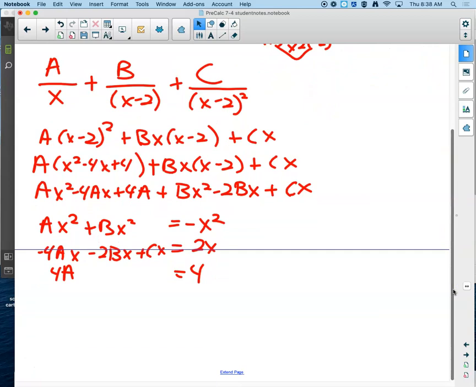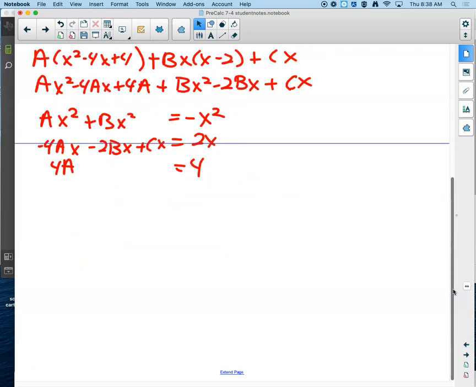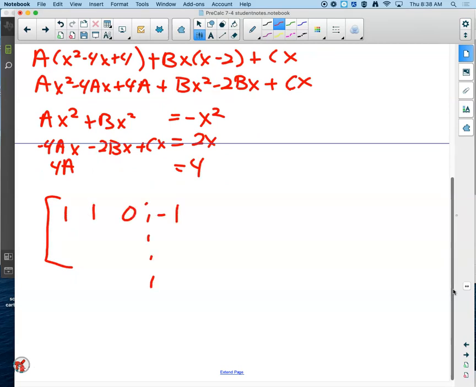Usually at this point it's a good idea, I'm just counting to make sure I got them all and didn't miss any. 1, 2, 3, 4, 5, 6. They're all there. So now, if I'm going to use a matrix for this, I'd say this is 1A, 1B, 0C, needs to come out to -1, -4A, -2B, 1C, needs to come out to 2, 4A, 0B, 0C, needs to come out to 4.